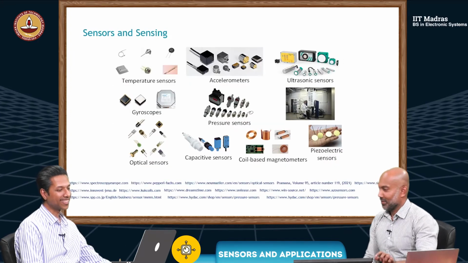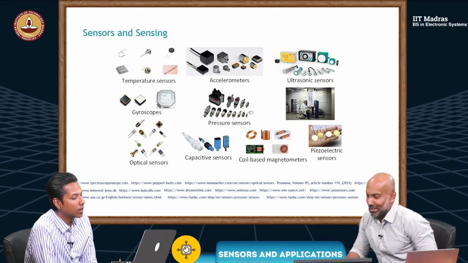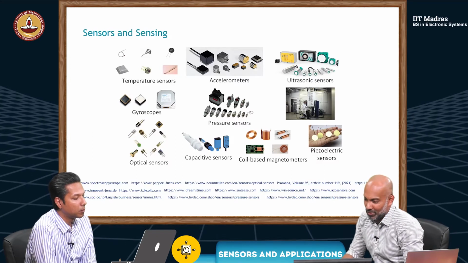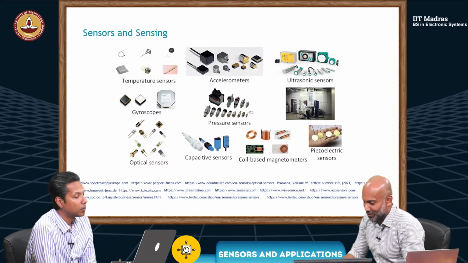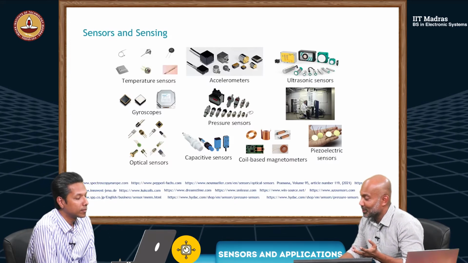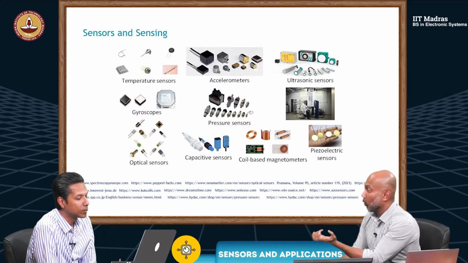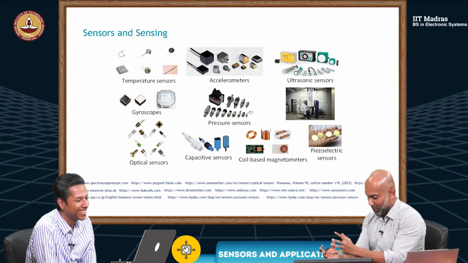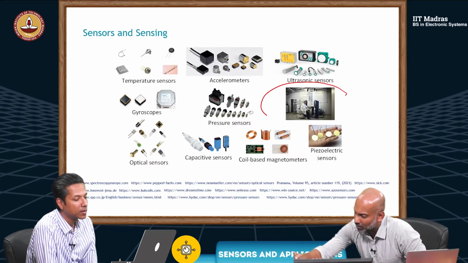Oh, nice picture. So here you have different types of sensors, just some pictures. You have your temperature sensors, accelerometers, ultrasonic sensors, gyroscopes, pressure sensors, optical sensors, capacitive sensors, coil-based, piezoelectric. You can see you can hold all these sensors. Looks cute also. You can play around with it, you can feel them.